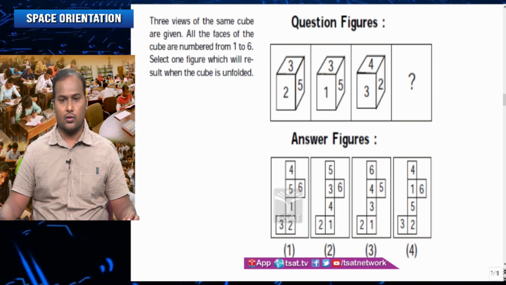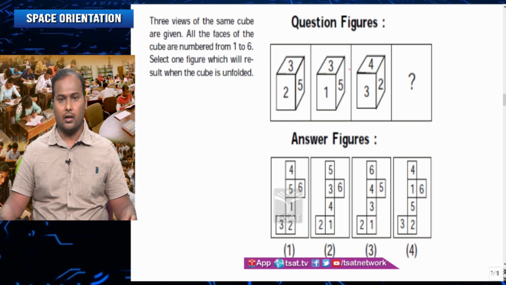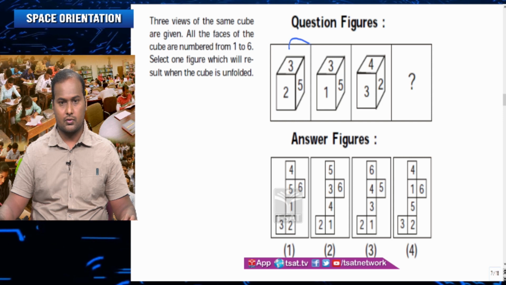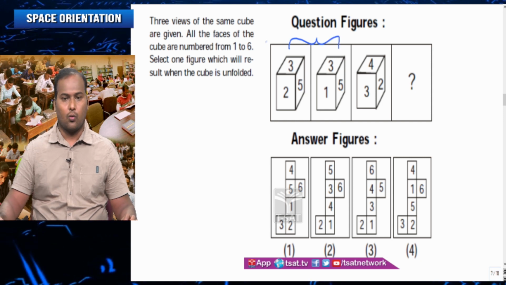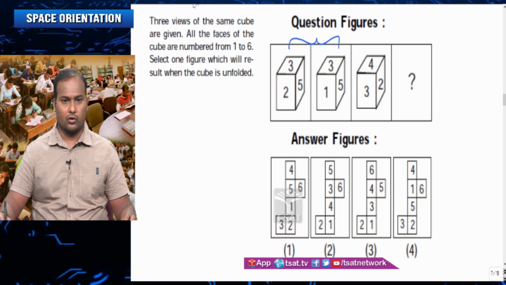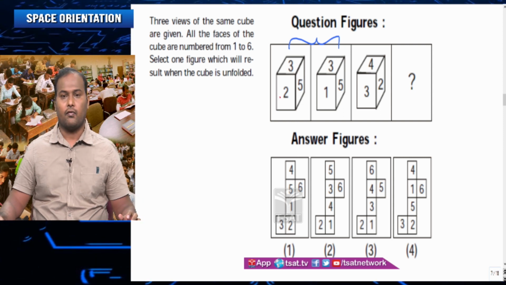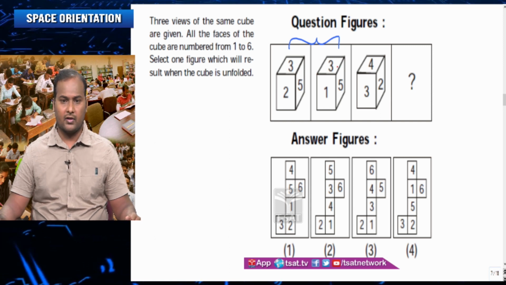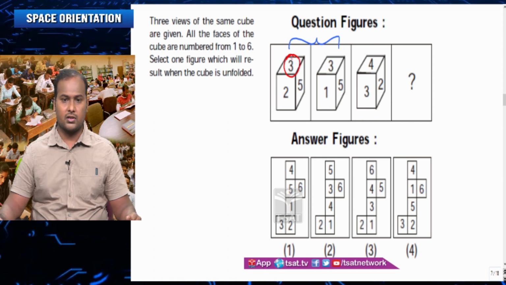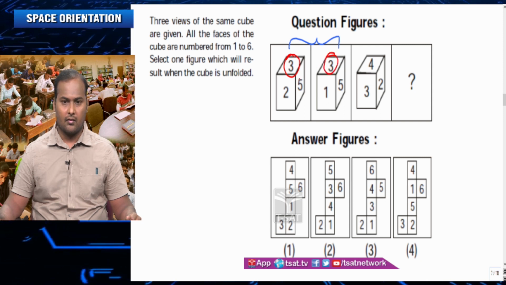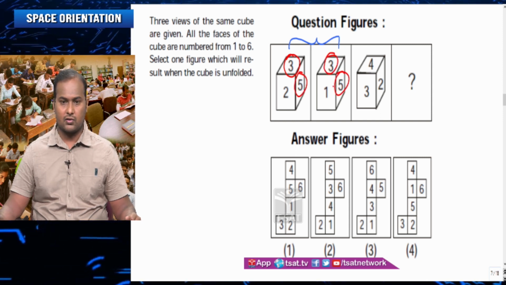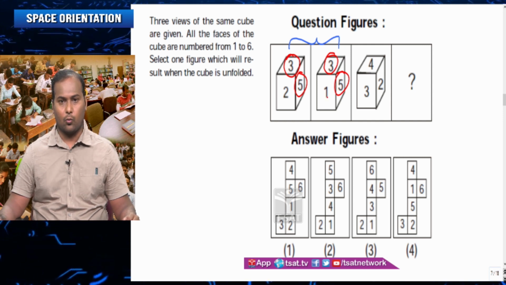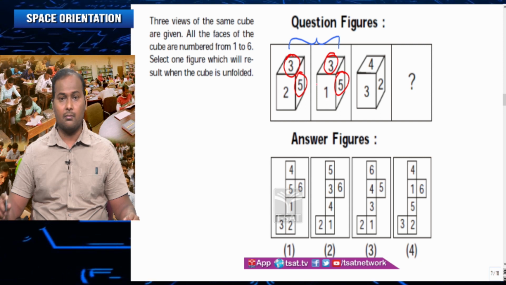Whenever he is giving a question like this, you first select any 2 cubes. In this case, I am selecting the first 2 cubes. Once I have selected these 2 cubes, the second step is to find out the common faces present between these 2 cubes. What is common between these 2 cubes? We know 3 is here, 3 is here, 5 is here, and 5 is also on the other cube. And what is remaining? I have only 2 and 1. So the remaining faces will become opposite.